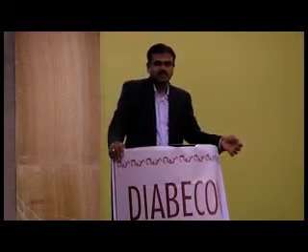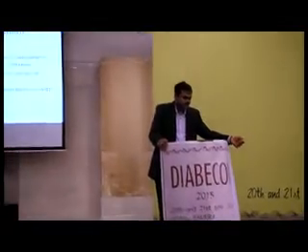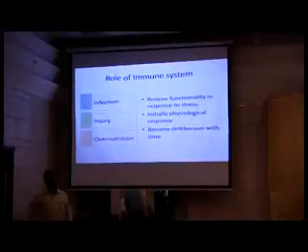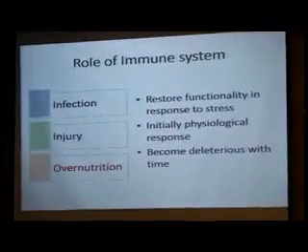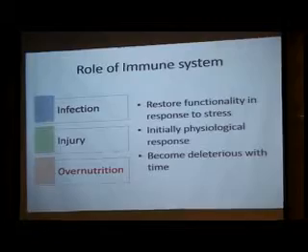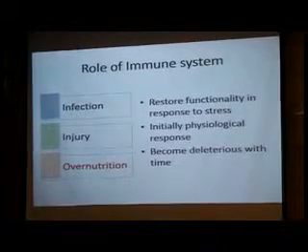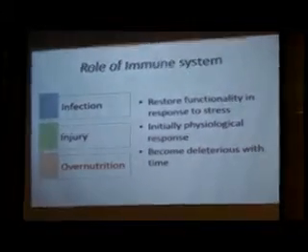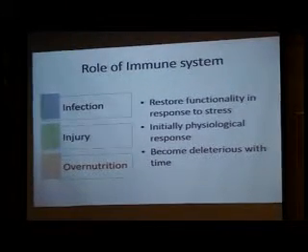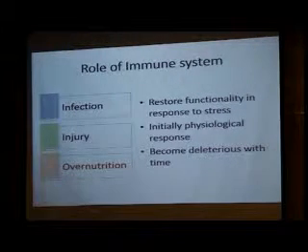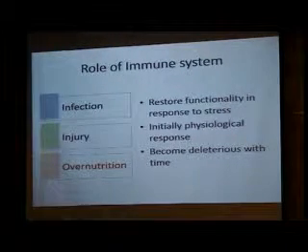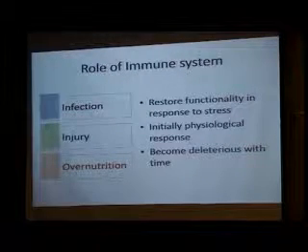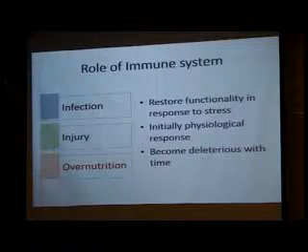Generally, when we think of immune system and inflammation, a few things come to our mind. One is response to infection, to restore functionality in response to any stress. And second thing, in response to injury, if not infection, to injury. Generally, it happens to be a physiological response initially, but when it becomes prolonged, like in chronic inflammation, it causes deleterious changes in tissues. In addition to infection and injury, one of the common triggers of ongoing immune activation and inflammation is overnutrition, which is very relevant to our topic today.